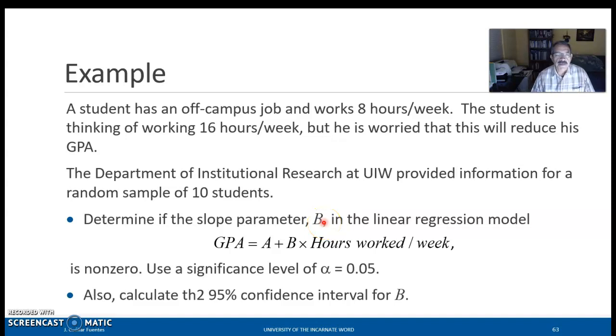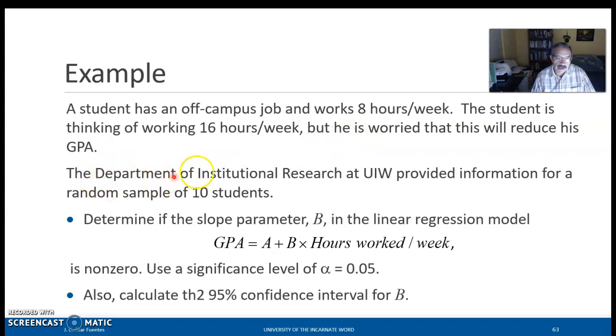This is part 7 of the Module 11 lecture. In this part, we're going to look at this problem. It's the same problem that we've been working with since the beginning of this module, where a student has an off-campus job and works 8 hours per week, and the student is thinking of working 16 hours per week, but he's worried as to how much this will affect his GPA.